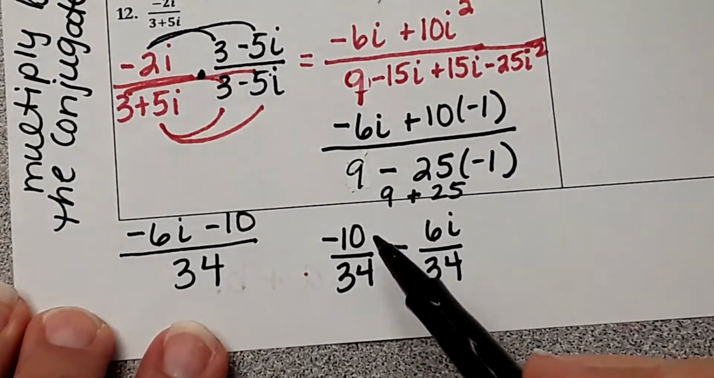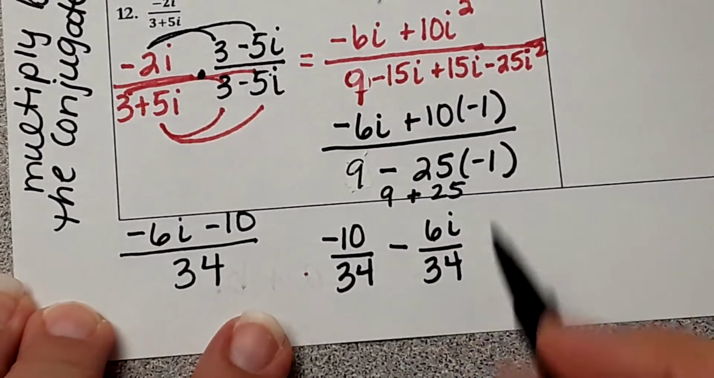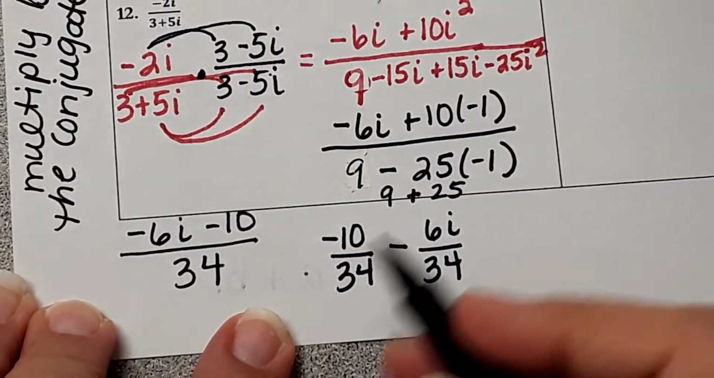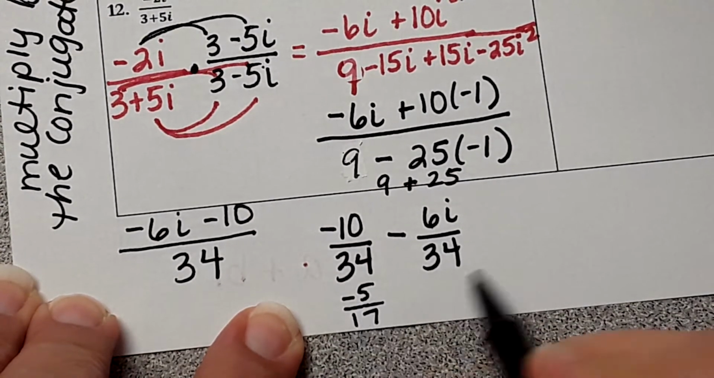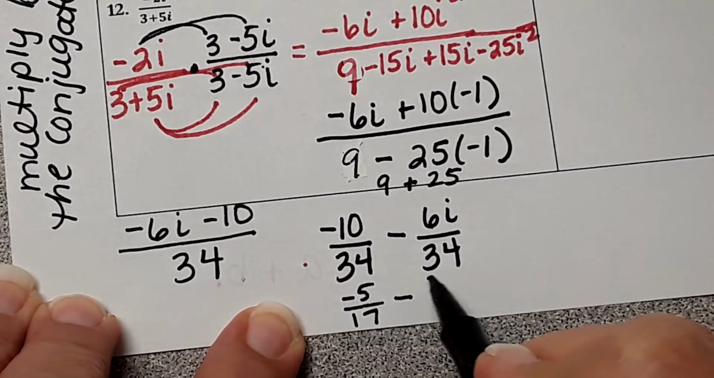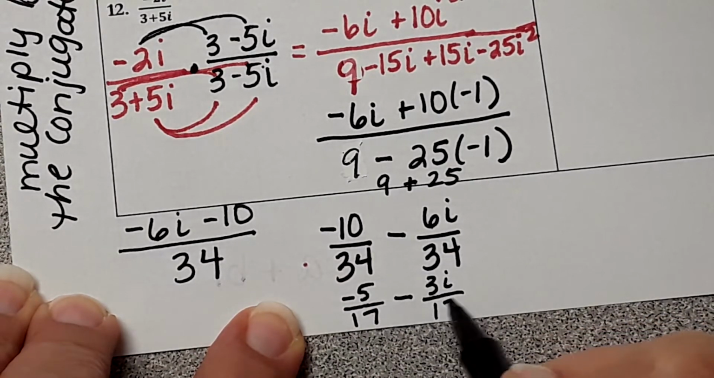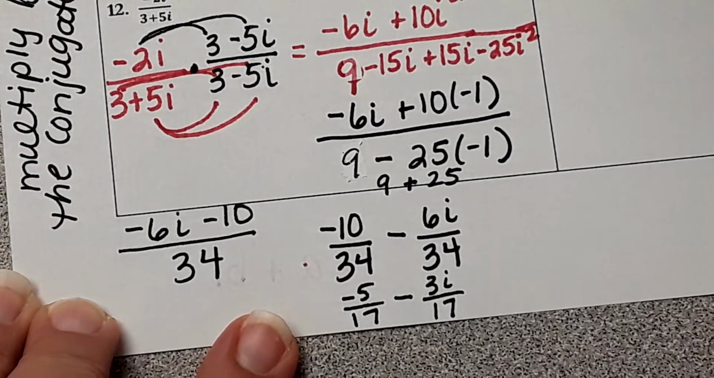Okay, so how can you reduce this? You can reduce it by 2. So you would get negative 5 over 17 minus 3i over 17. And that is your answer.